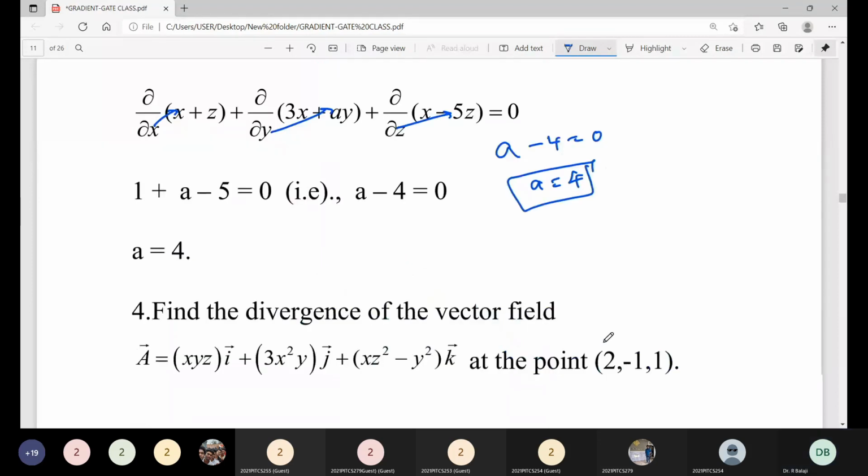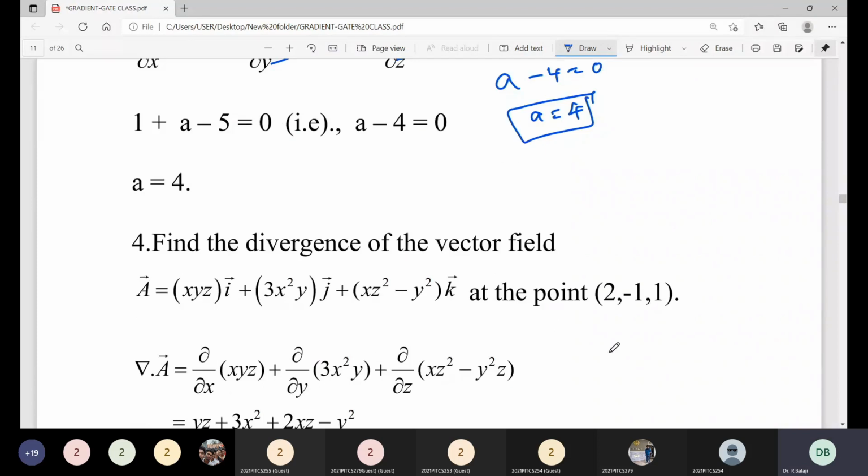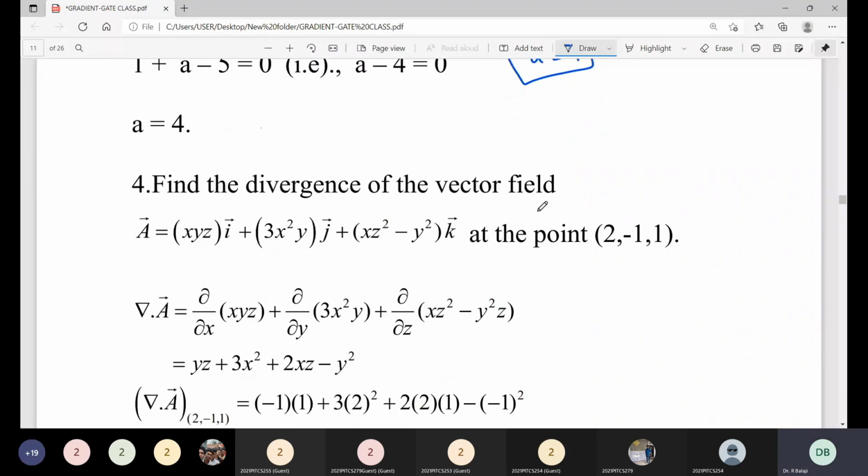Next. Find the divergence of the vector field A vector is equal to xyz i vector, 3x²y j vector, plus (xz² minus y²z) k vector at the point (2, minus 1, 1). So del dot A vector is equal to ∂/∂x of xyz plus ∂/∂y of 3x²y plus ∂/∂z of xz² minus y²z. So yz plus 3x² plus 2xz minus y².